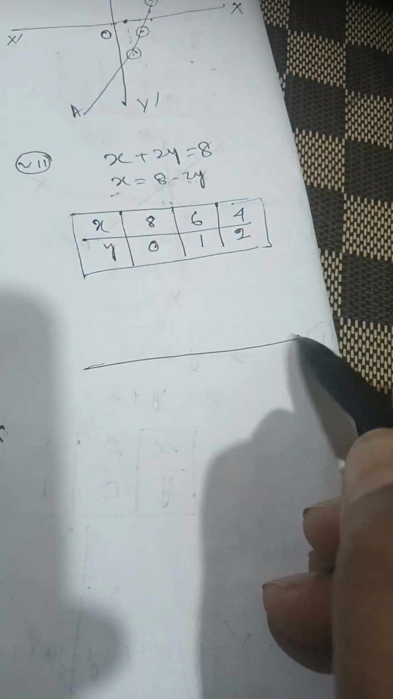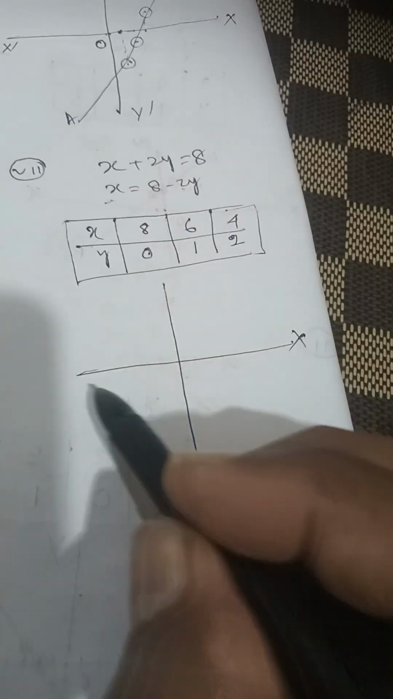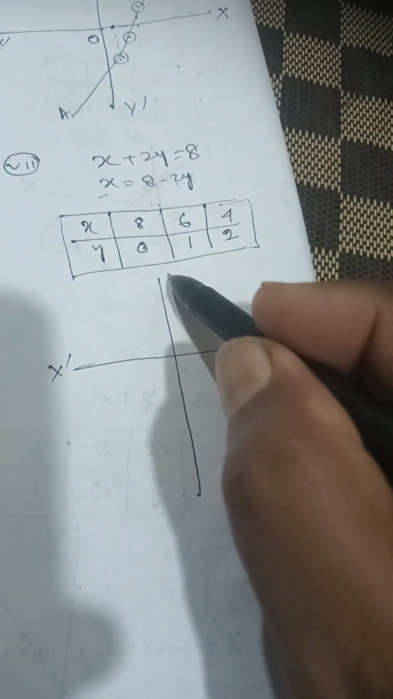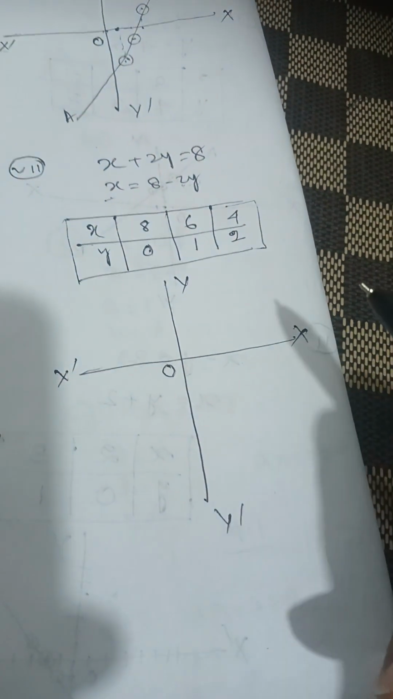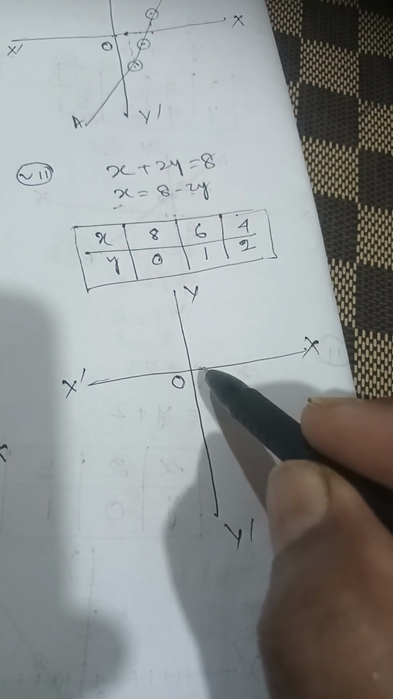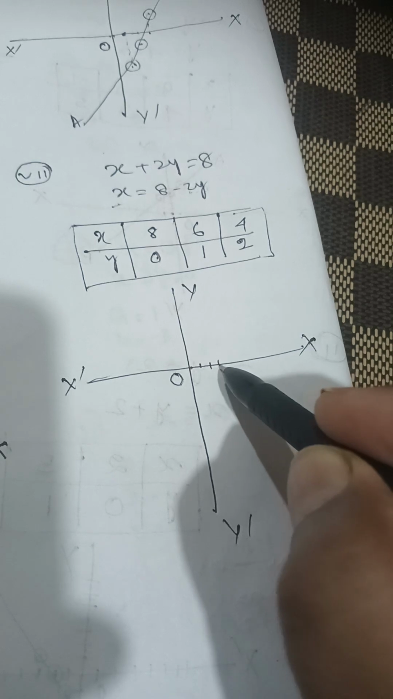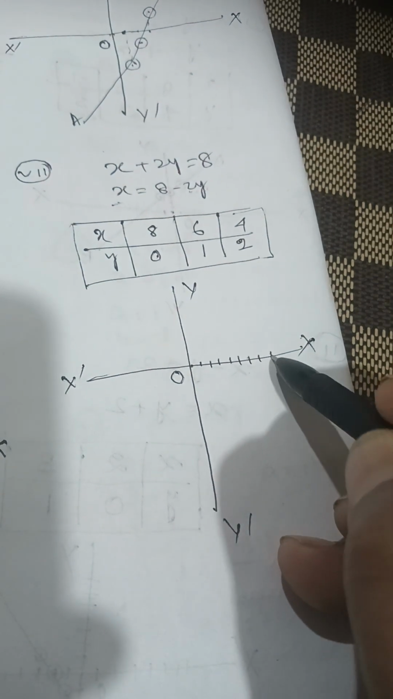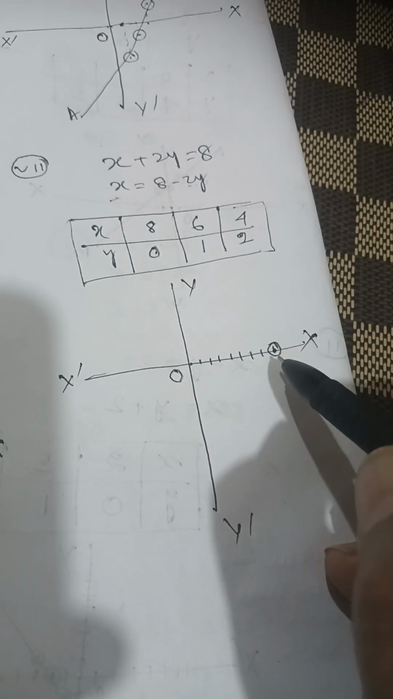Now you draw two axes, x and x dash, and y and y dash, which intersect each other at point O. Now you see we have to plot 8, 0. 8, 0 means from here you start in this direction 1, 2, 3, 4, 5, 6, 7, 8. 0 means not move in any direction. That will be the point.